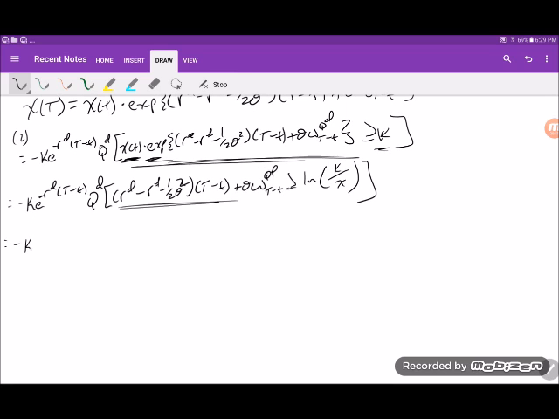Then I would subtract this term from both sides, leading to negative K e^(-r_d (T minus t)) times the Q_d probability that sigma W^Q_d is greater than ln of K over x minus (r_d minus r_f minus 1/2 sigma squared).